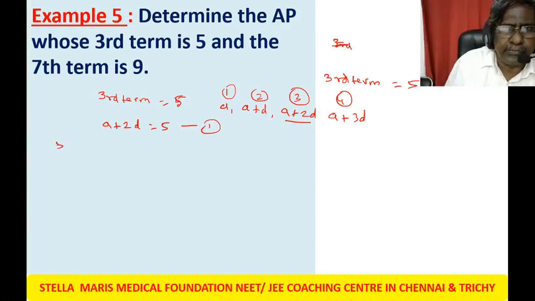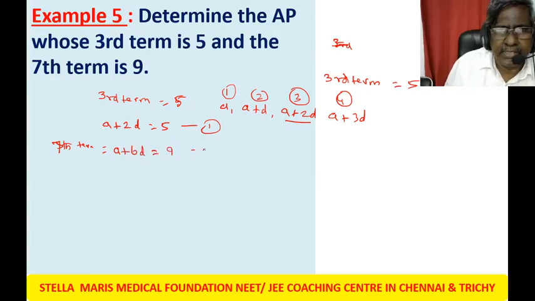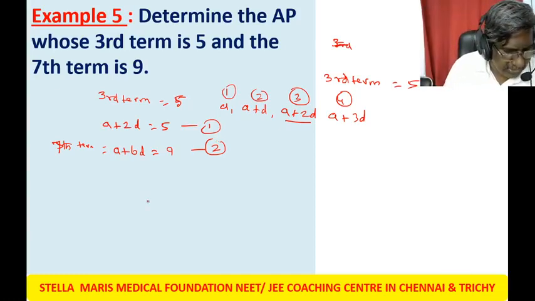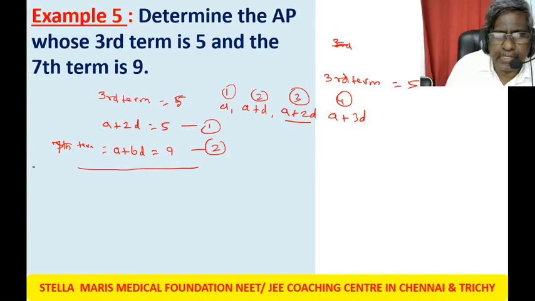Then the seventh term. The seventh term will be A plus 6D is equal to 9. This is the second equation. Now we'll solve these as linear equations, equations 1 and 2, and find out what A is. Clear? See, I'm putting equation 1 minus equation 2. A minus A, 2D minus 6D, and 5 minus 9.